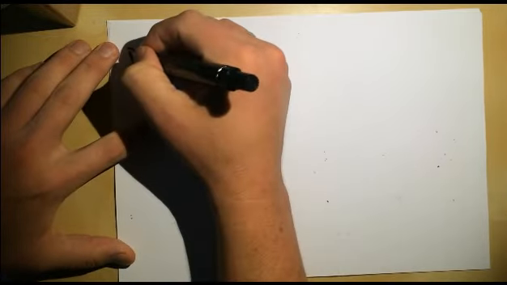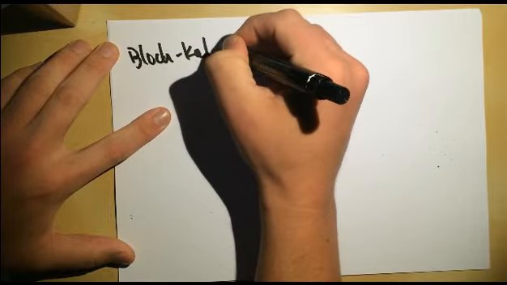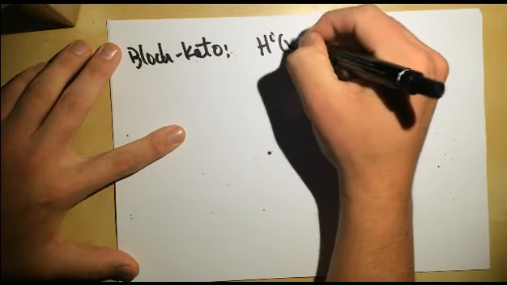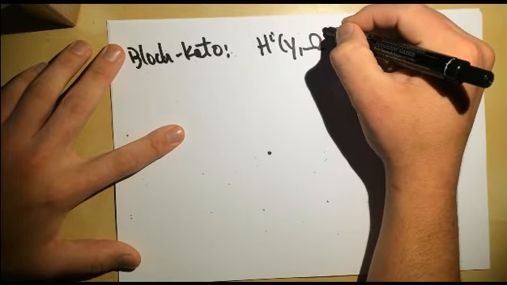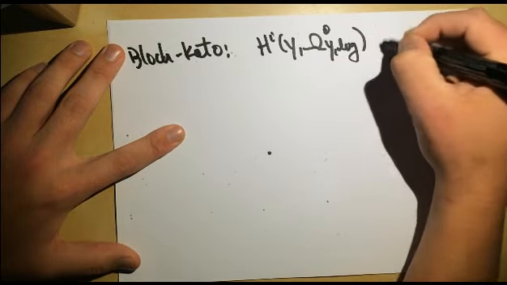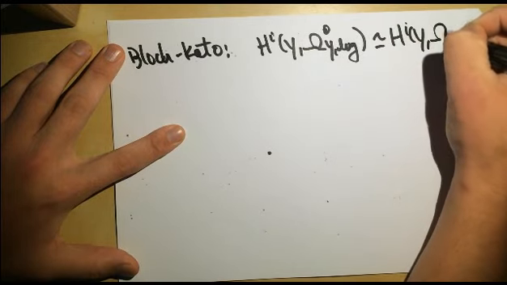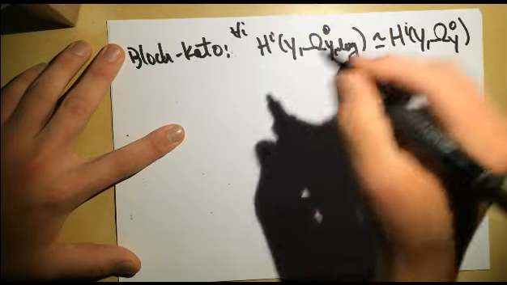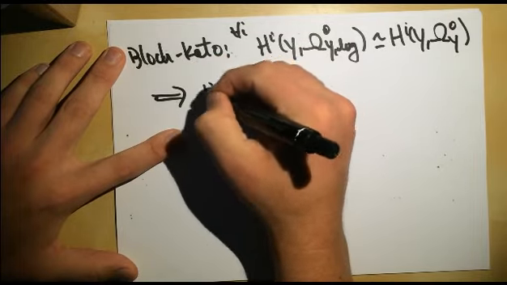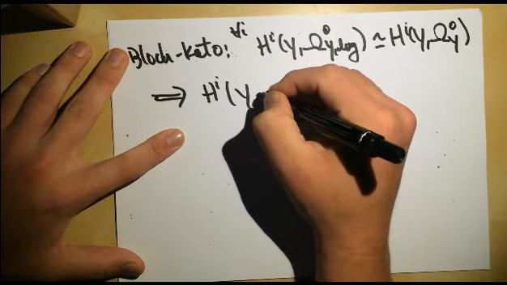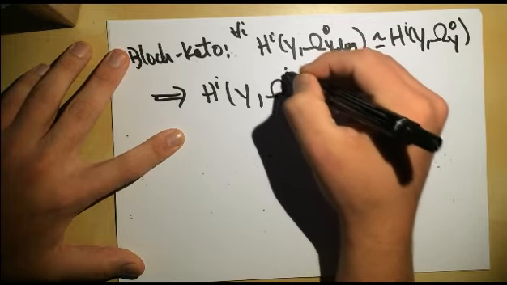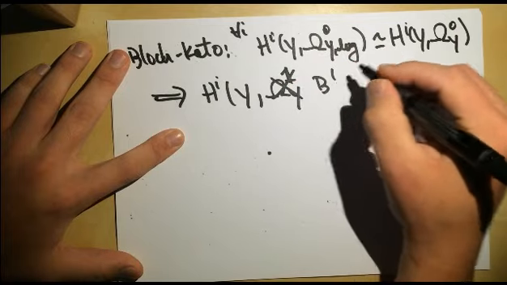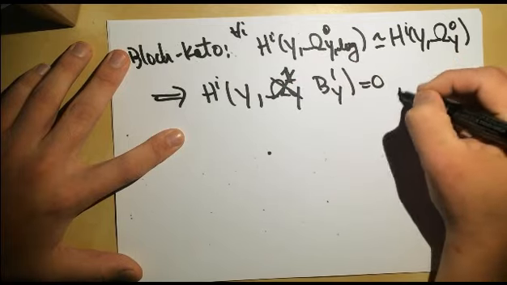okay, so now we apply Bloch-Kato again. It says that if this map here, so this is for all I, so this implies that H^i(Y, Ω^1_Y), oh sorry, B^1_Y is 0 for all I.